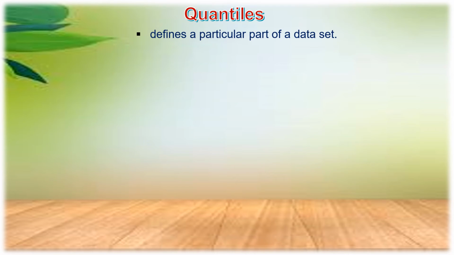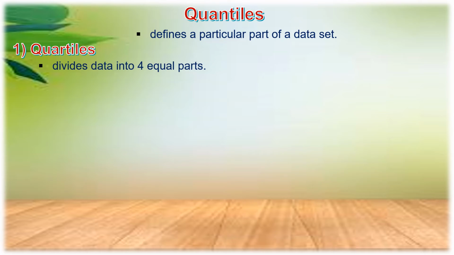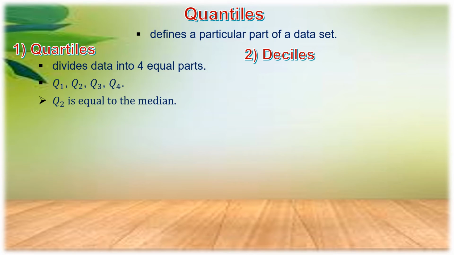Quantiles define a particular part of a data set. Today I will be discussing three of these quantiles. The first one is quartiles. Quartiles divide data into four equal parts. They are Q1, Q2, Q3, Q4, and Q2 is equal to the median.